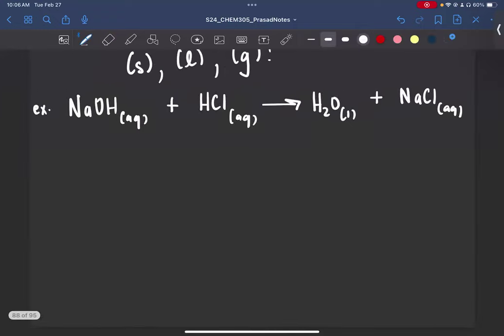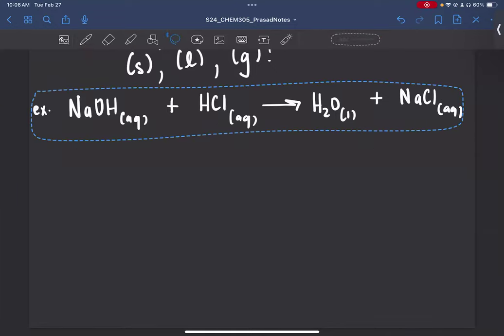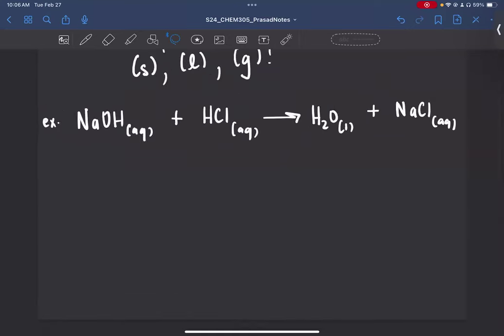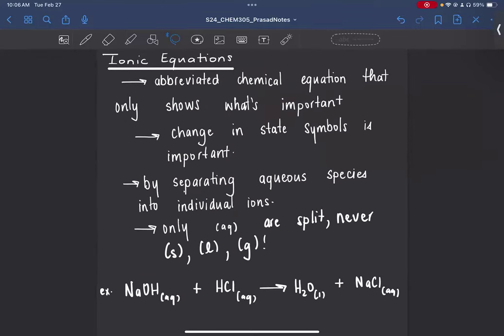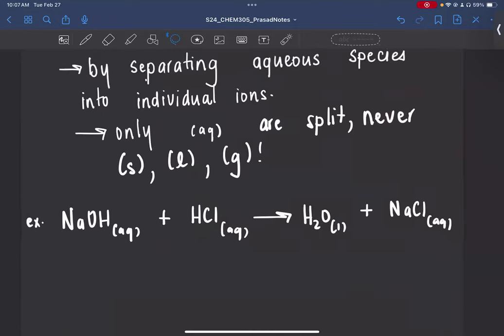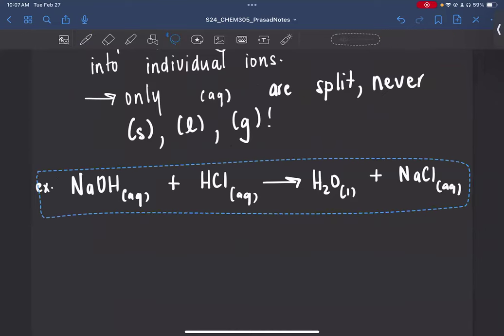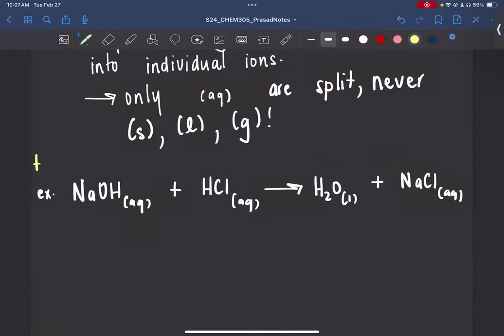This equation is already balanced, so we don't need to worry about that. It already has state symbols, so we can go straight into it. This first equation is what's known as the total equation. We're first going to generate the complete ionic equation.